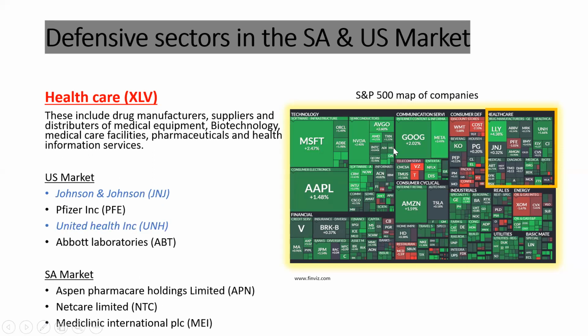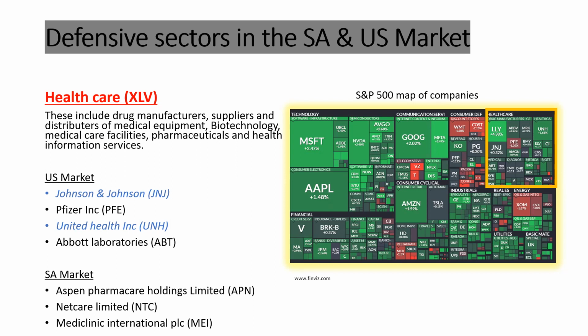Moving on to healthcare, which is the second sector. These include drug manufacturers, suppliers, and distributors of medical equipment, biotechnology, medical care facilities, pharmaceuticals, and health information services. In the US market, we have examples like Johnson & Johnson, Pfizer, United Health, Abbott Laboratories. In South Africa, we have Aspen, Netcare, and Mediclinic, to name but a few.